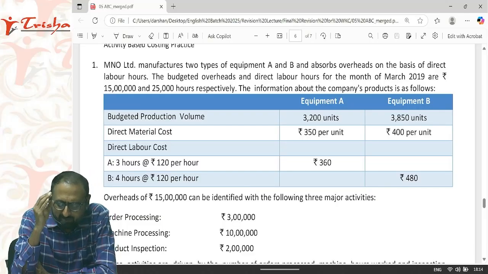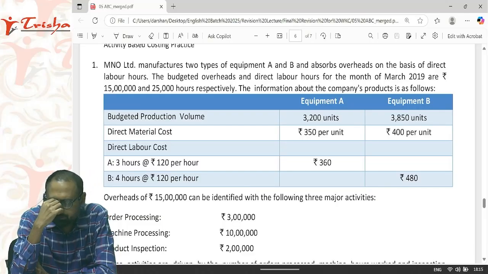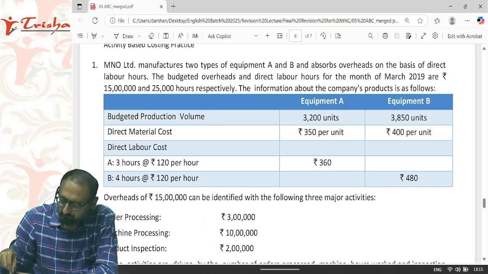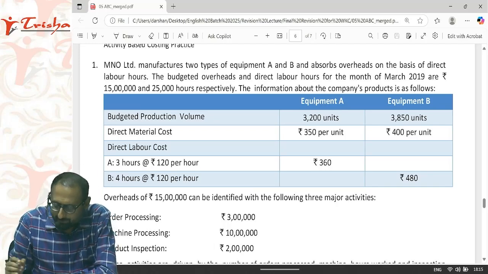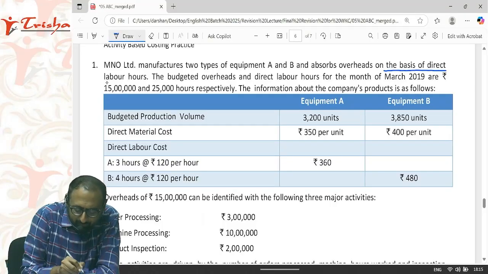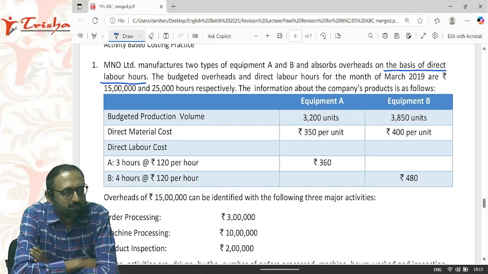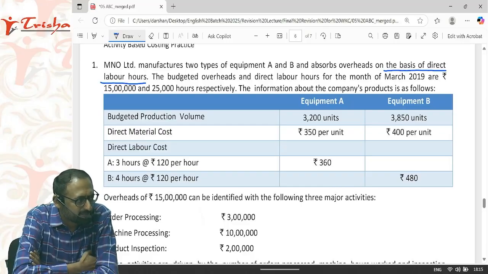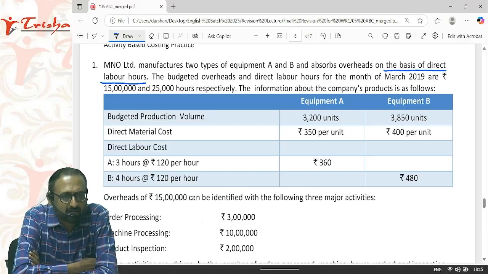MNL Limited manufactures 2 types of equipment A and B and absorbs the overhead on the basis of direct labor hours. Underline it, Sirji. Absorb the overhead on which basis? Direct labor hour. Is the direct labor hour basis activity based costing, or is the direct labor hours basis a traditional method of costing?